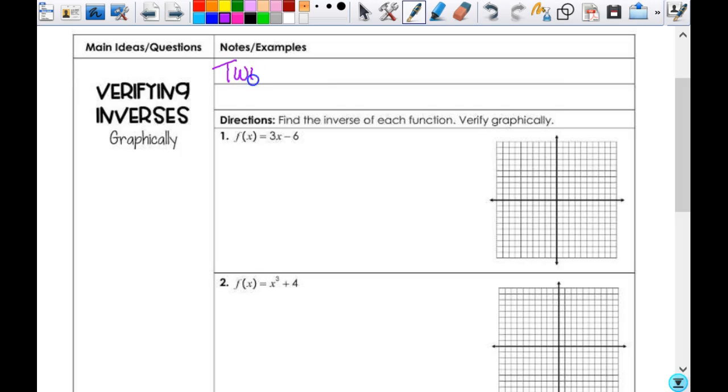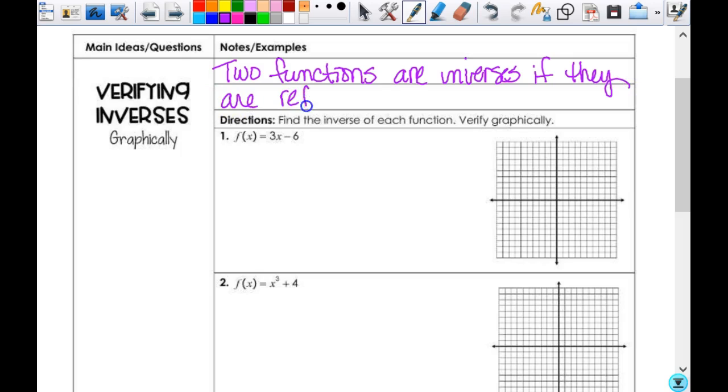Two functions are inverses if they are reflections in the line what? Y equals x. Good. Okay, so if they are reflections in the line y equals x, then they are inverses of each other. So we're going to verify these two different ways, graphically and algebraically.